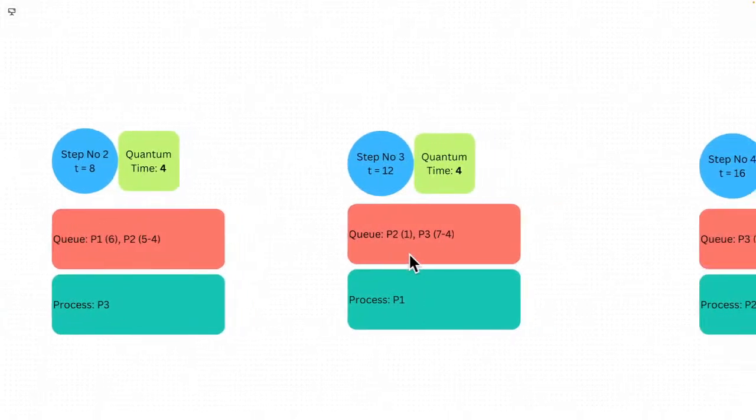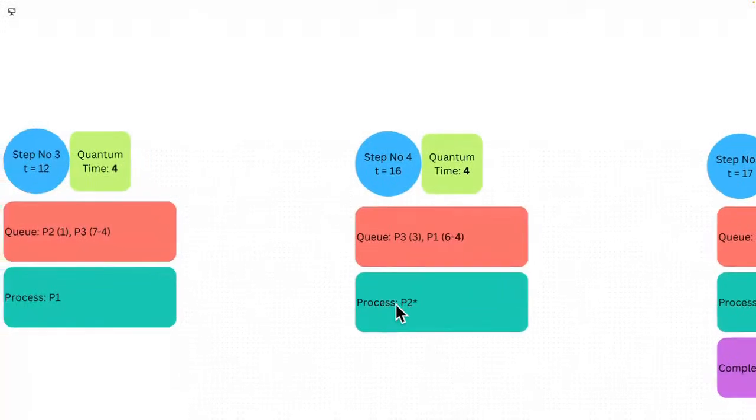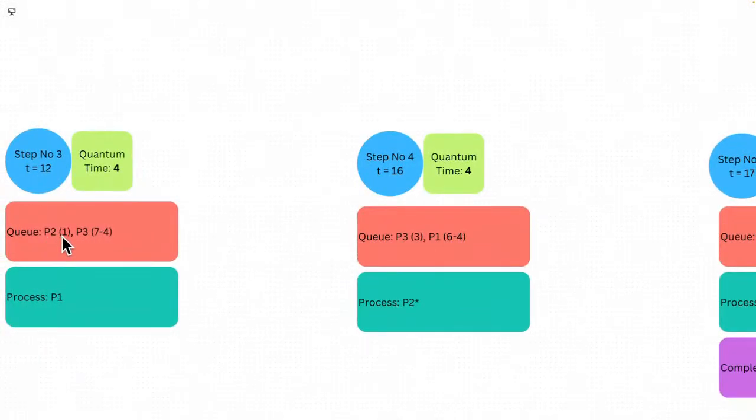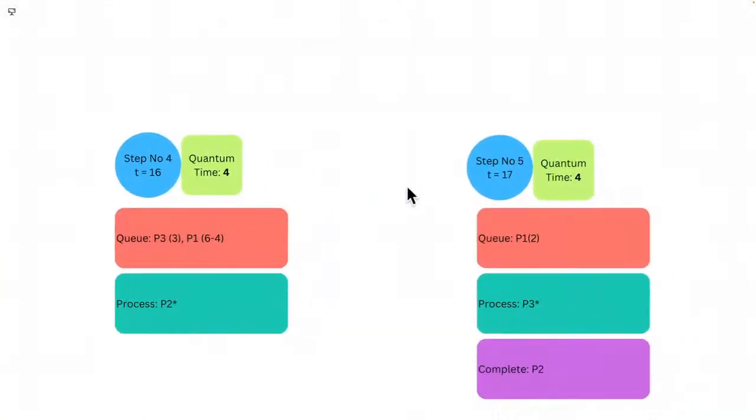And if we continue moving forward, we'll see that P2 comes up next. And since P2 only has 1 unit of time remaining, P2 will actually finish at time of 17 units. So we have time of 16 units. And now when we get to step number 5, this is when time equals 17 units. Process 2 is now completed. So we're just taking one item at a time off of the queue, completing it for 4 units of time. And if the process completes before that time, we just start on the next process.